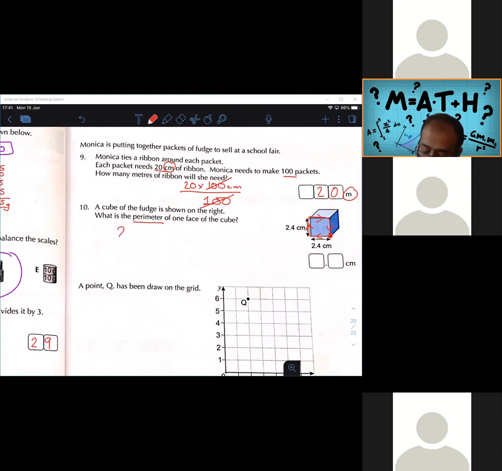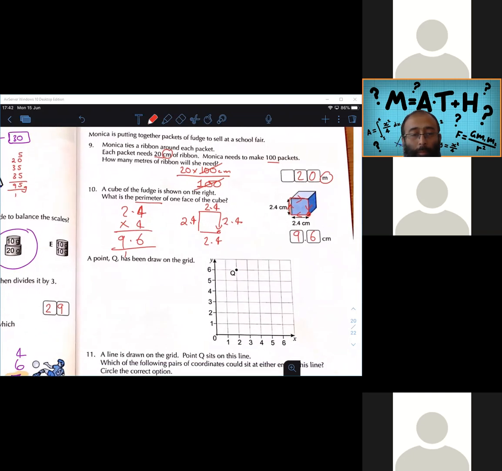Okay, so we have 2.4 times by itself 4 times. The answer is 9.6. So if you follow the square around the outside like that, you would get basically 9.6 because each time you travel along the side, you're traveling along 2.4 centimeters.